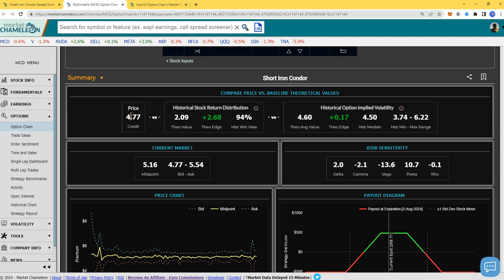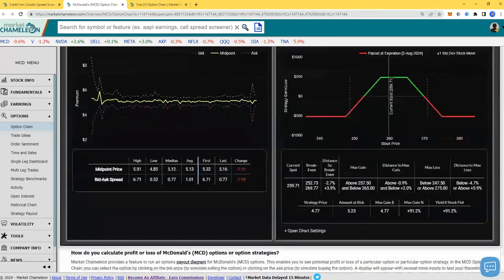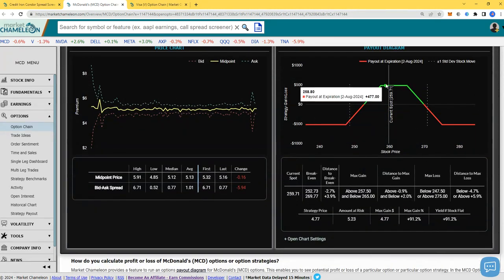$477, almost $500 credit compared to $210. Think about it. You are collecting almost $500 credit compared to $200 credit if you took this trade in the past. And look at this, the theoretical edge is astronomical, 94% historical win rate, and the credit is massive, absolutely massive. If you scroll down, you are here and you can see all the details in here.